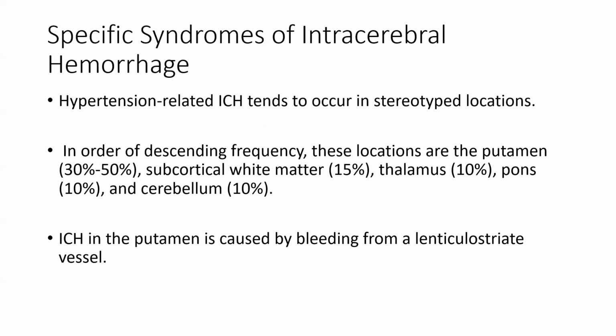Now, specific syndromes of IC bleed. Hypertension related ICH tend to occur in stereotype locations. In order of descending frequency, the locations are putamen, subcortical white matter, thalamus, pons, and cerebellum. So putamen has the highest frequency, that is 30% to 50%. Subcortical white matter 15%, thalamus 10%, pons also 10%, and cerebellum 10%.